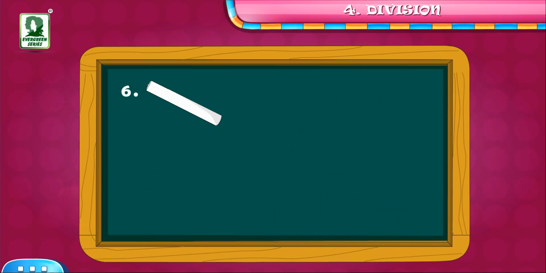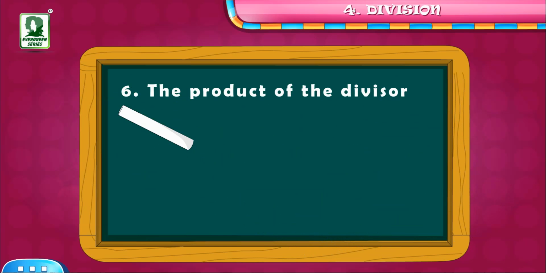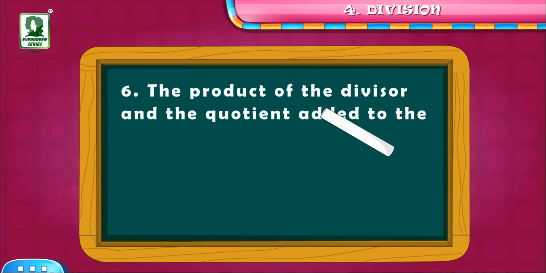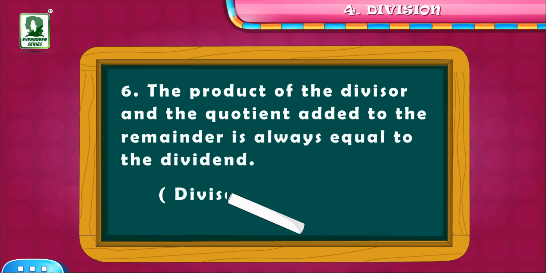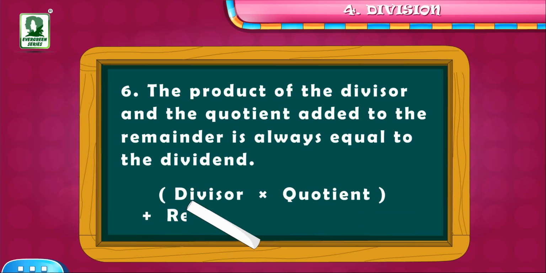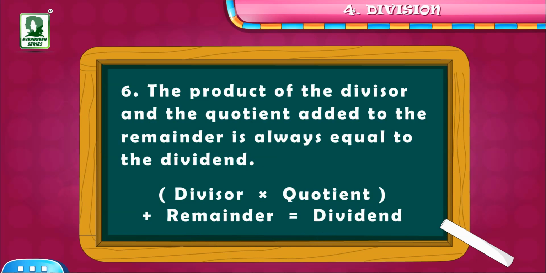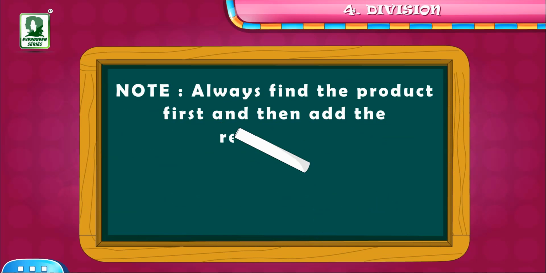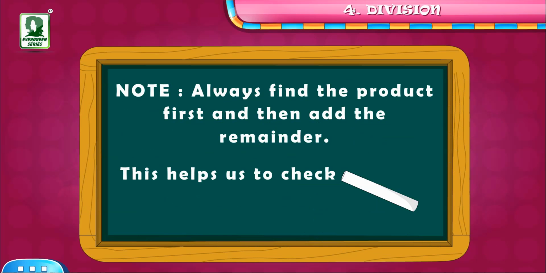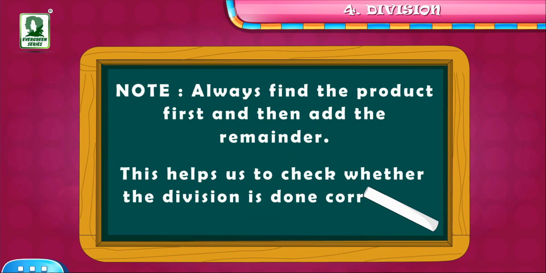Property number 6. The product of the divisor and the quotient added to the remainder is always equal to the dividend. Divisor multiplied by quotient plus remainder is equal to dividend. Note: always find the product first and then add the remainder. This helps us to check whether the division is done correctly or not.